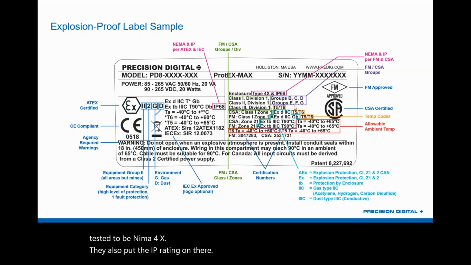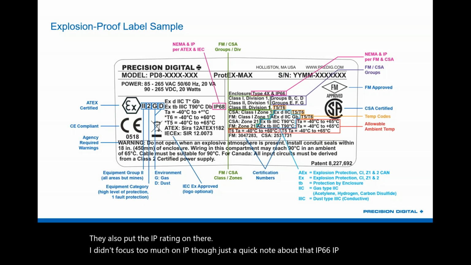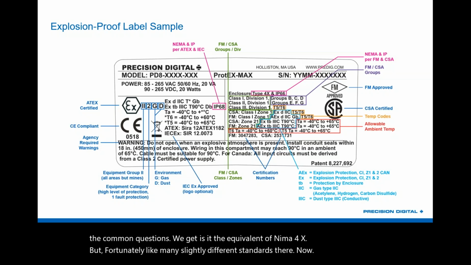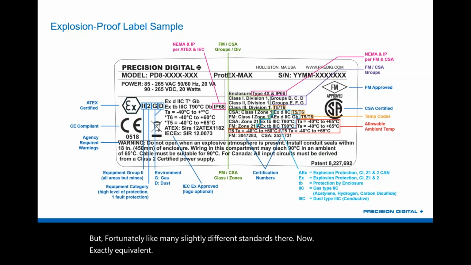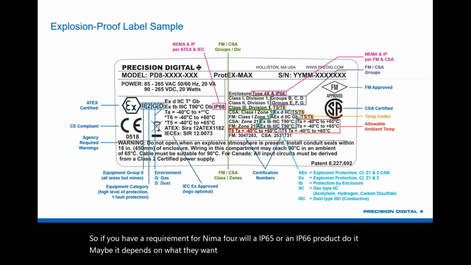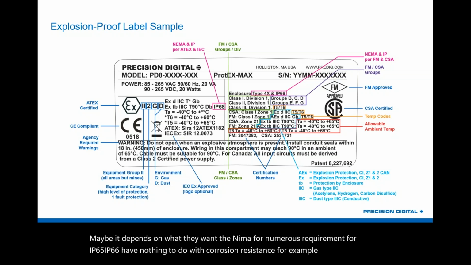I didn't focus too much on IP, though just a quick note about that. IP66, IP65, one of the common questions we get is, is it the equivalent of Nema 4X? Unfortunately, like many slightly different standards, they're not exactly equivalent. So if you have a requirement for Nema 4, will an IP65 or an IP66 product do it? Maybe. It depends on what they want the Nema 4 or Nema 4X requirement for. IP65, IP66 have nothing to do with corrosion resistance, for example, like Nema 4X does.